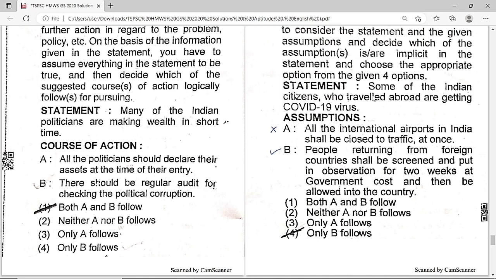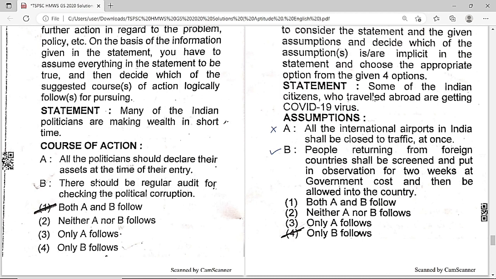So instead of that, what we have to do? The people who are returning from foreign countries to India, definitely they should be screened and put in observation for 2 weeks at the government cost, and then they should be allowed into the country. Yes, it is the right way. Then only we can control. So this COVID-19 virus. The people who are coming from the foreign countries to India, first they should be screened and put in observation for at least 2 weeks at the government cost, and then they should be allowed into the country.